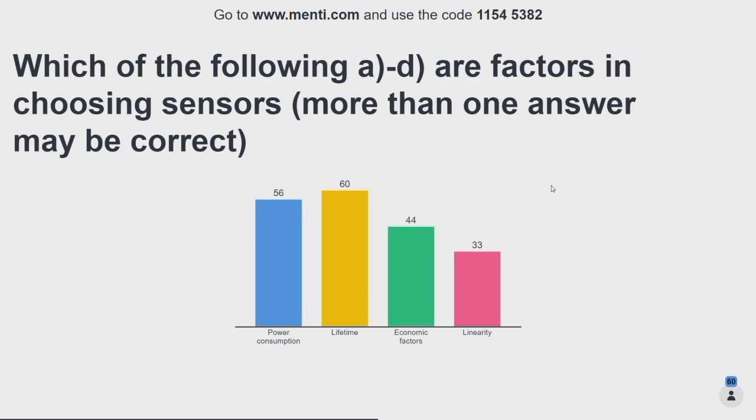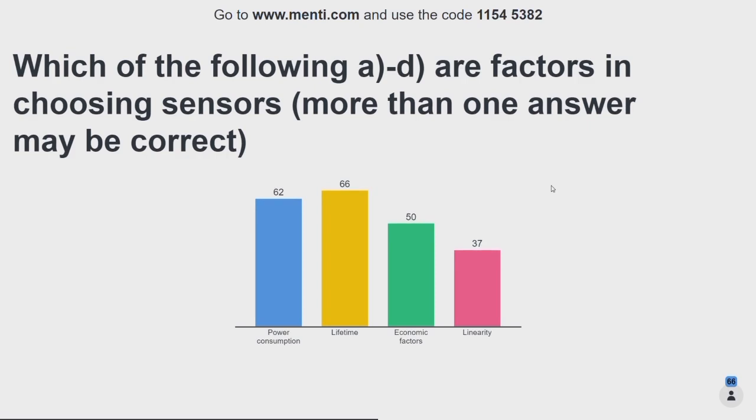Another minute, some folk are still voting. Okay, looks like we've stabilized about there.